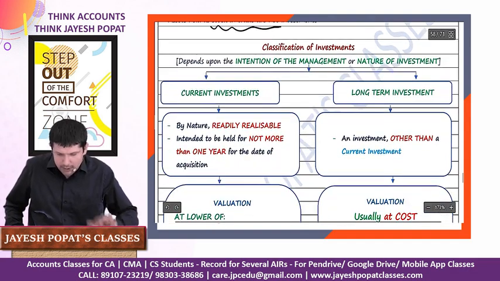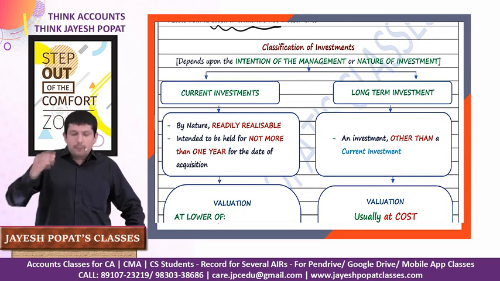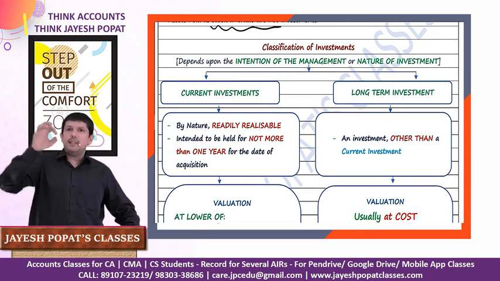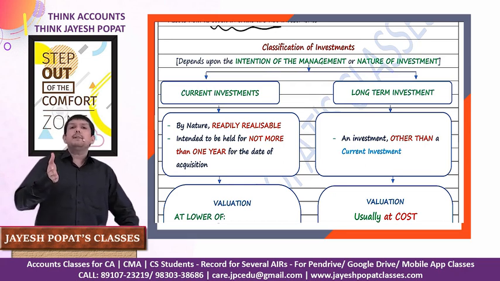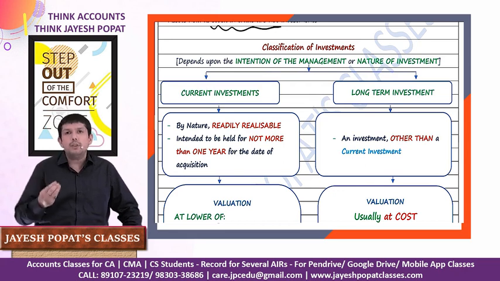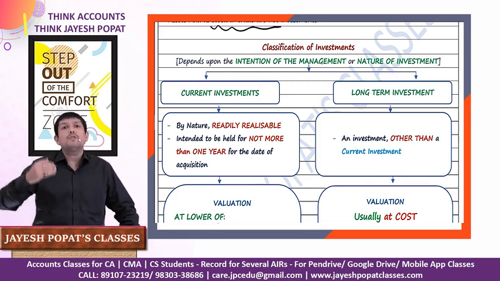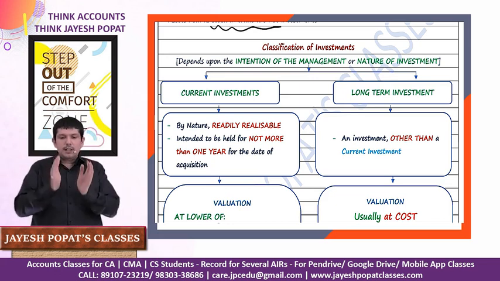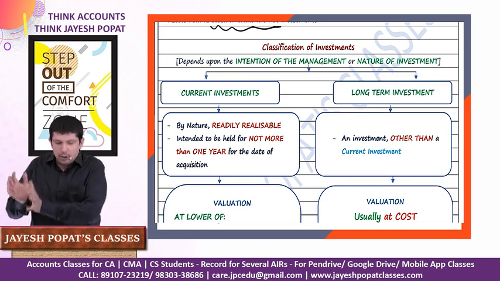Now when we talk about classification of investment, it would largely depend upon the nature of the investment, whether it's a short-term or a long-term investment, or more majorly upon the intention of the management, whether the management intends to hold it for a short period of time or for a long period of time. So investment is largely classified into two categories: one is current investment, the other is long-term investment.